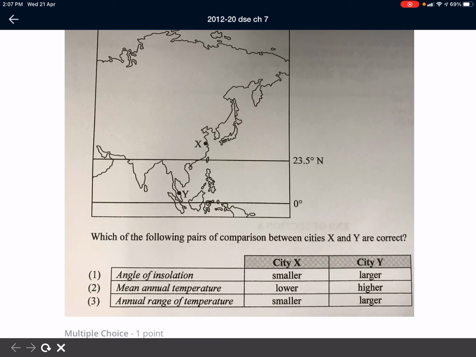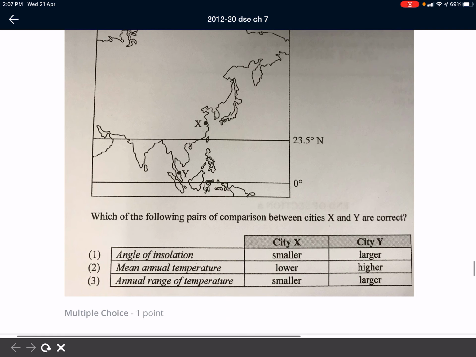How about the range of temperature? It's not that case, because X always has a larger annual range of temperature. Being at a high latitude, it suffers a longer period of day length, and that gives a stronger annual range of temperature. So number 1 and 2 are correct, which is A.